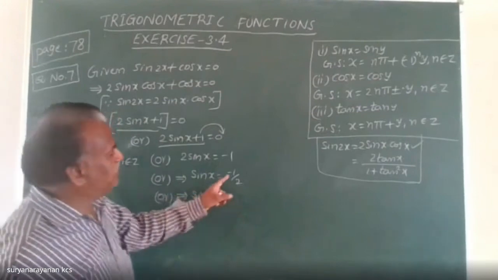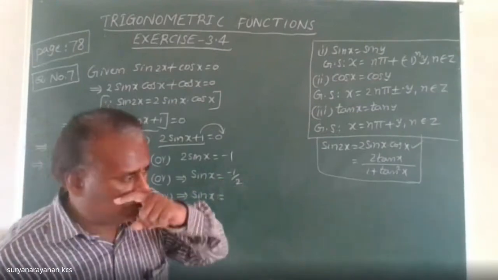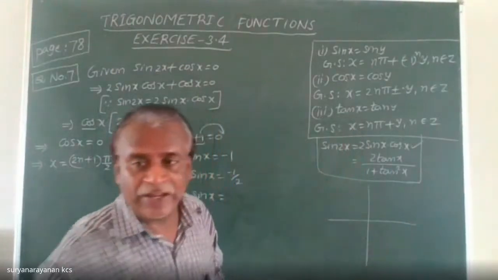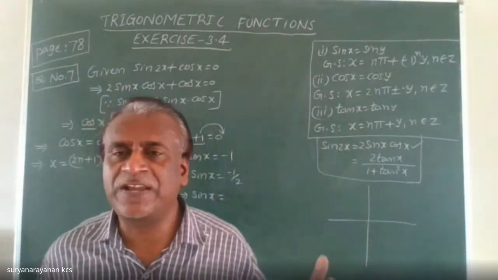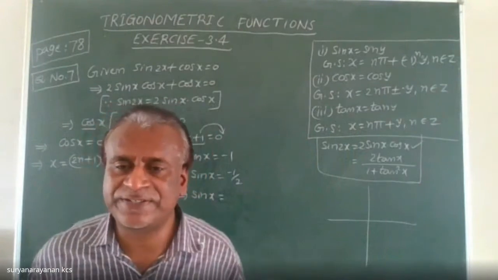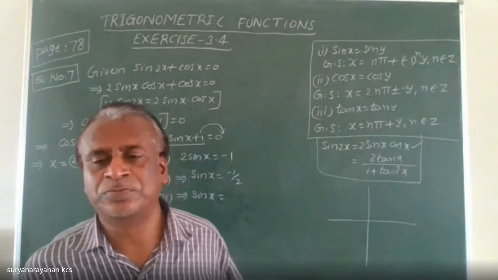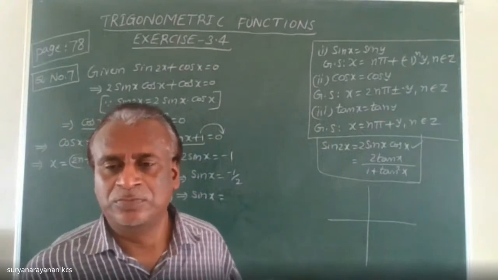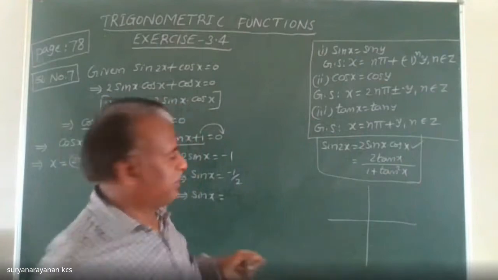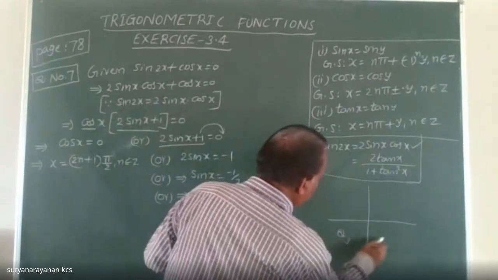In which quadrant is it a negative number? In which quadrants is sin negative? You have to identify in which quadrant sin value is negative. Yes, third and fourth, Q3 and Q4.